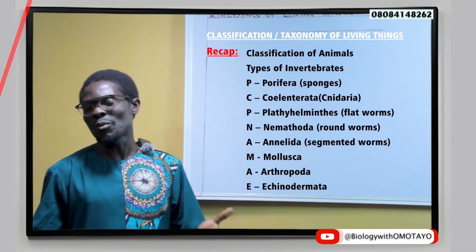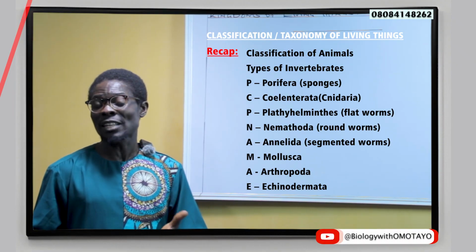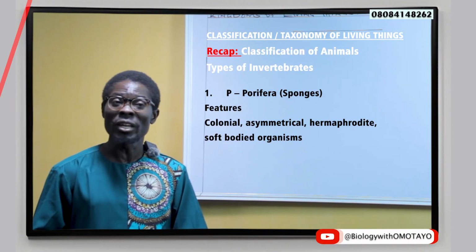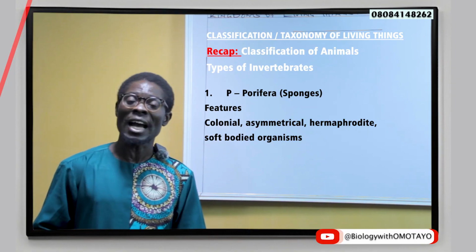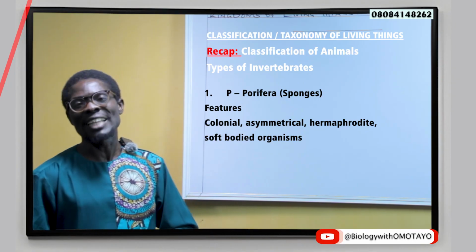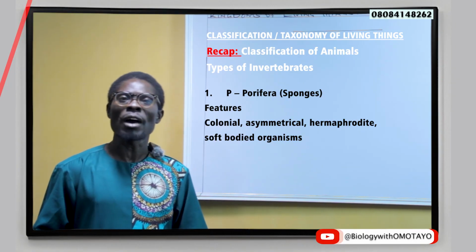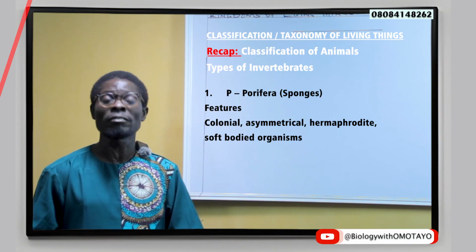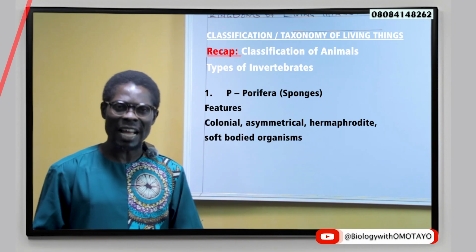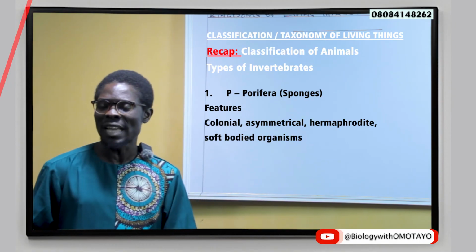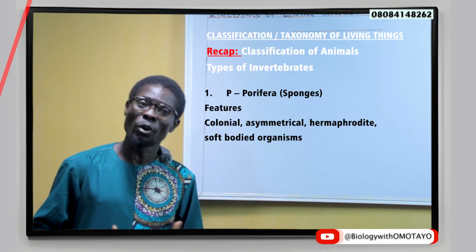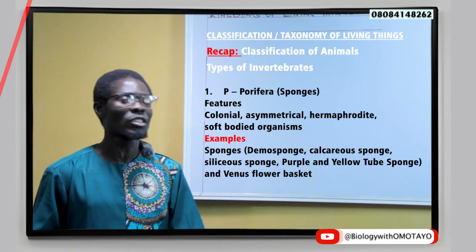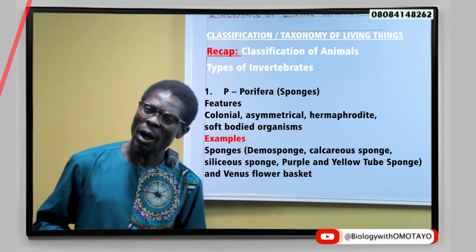With regards to last class, with regards to the Porifera, we said they are basically colonial organisms. They are asymmetrical. They are hermaphrodites, that's they are hermaphroditic. They have male and female reproductive organs and can reproduce on their own. They are soft body organisms. Yes, that's with regards to Phylum Porifera. Examples like the sponges and the Venus flower basket.